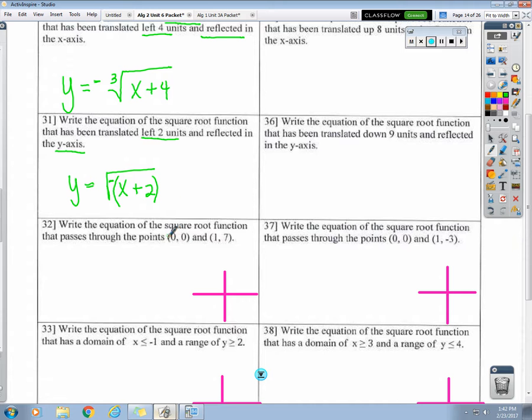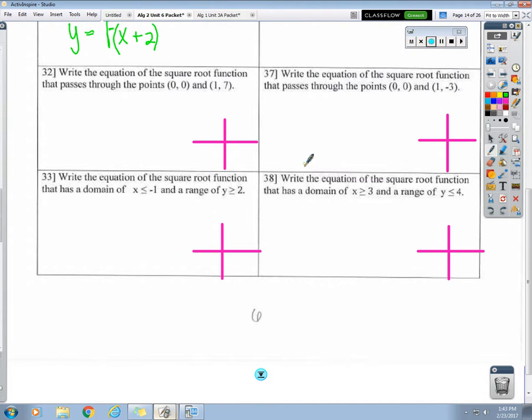Okay, so anytime the negative goes on the inside, you need to put whatever's in there in parentheses. But you'll only need a negative on the inside when you're doing a square root that's been reflected over the y. Any other time, the negative will go on the outside. Okay, number 32.